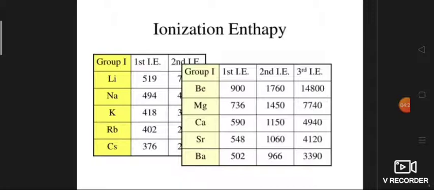On moving down the group, ionization enthalpy decreases progressively. This is because the effect of increasing size outweighs the increasing nuclear charge, and the outermost electron is very well screened from the nuclear charge. So the ionization energy of potassium, rubidium and cesium is so low that they exhibit the photoelectric effect. That is, they can emit electrons even with light falling on them. So on moving down the group, ionization enthalpy decreases.